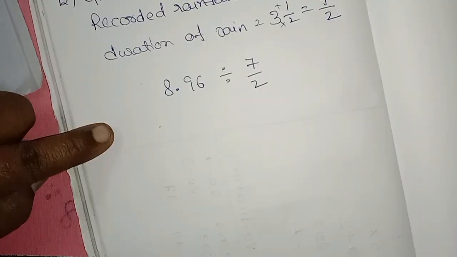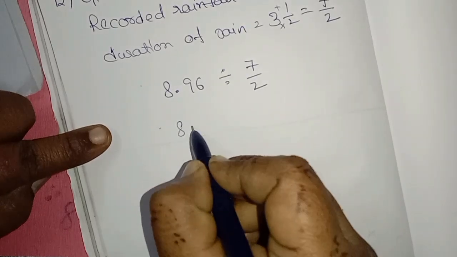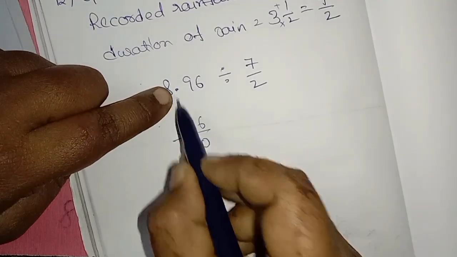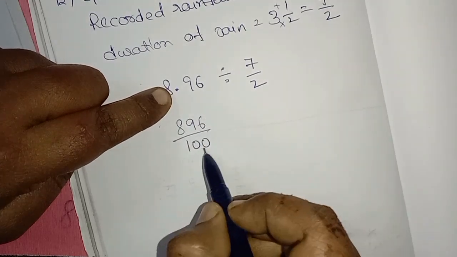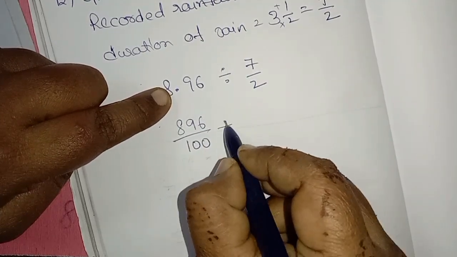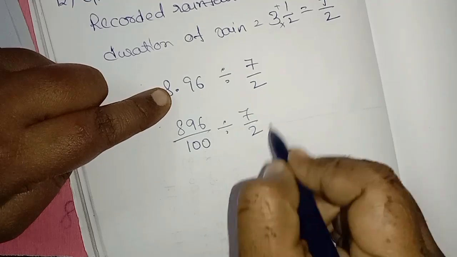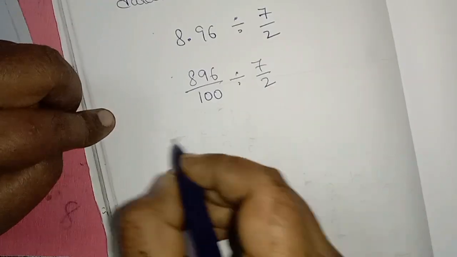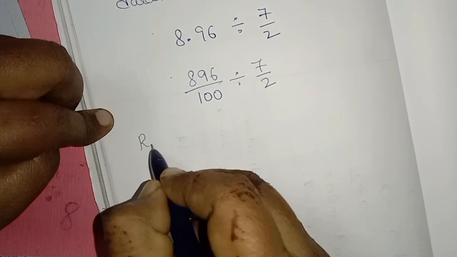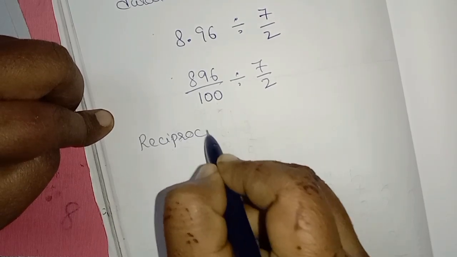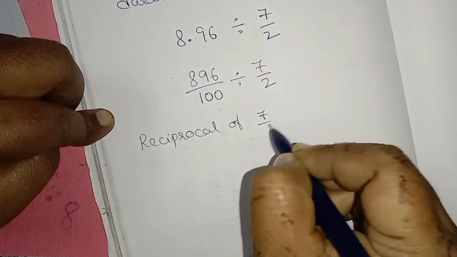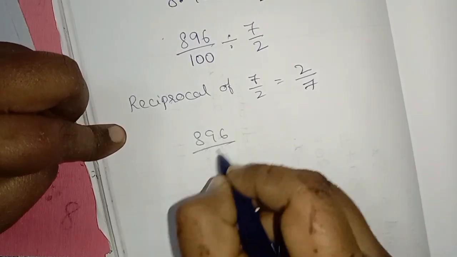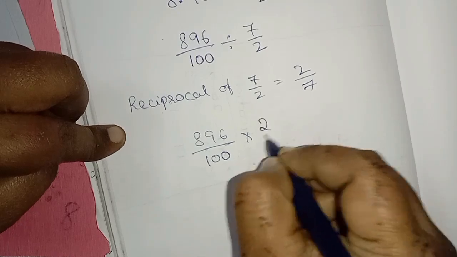So here I am removing this decimal point. We can write it as 896 by 100. So how am I taking it? For the decimal point, how many digits, that many zeros. I think you know this one. 7 by 2. Whenever you are doing fraction division, take the reciprocal of 7 by 2. So the reciprocal of 7 by 2 is 2 by 7. Right, now we can write 896 by 100 into 2 by 7.